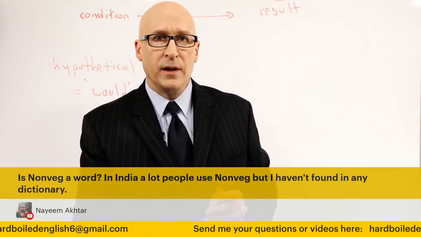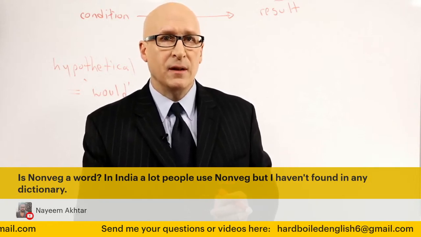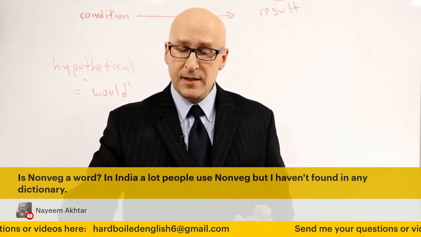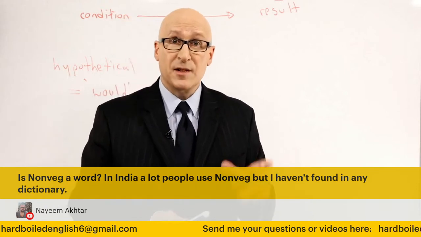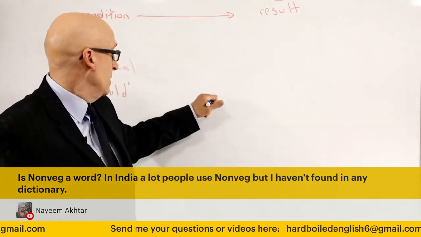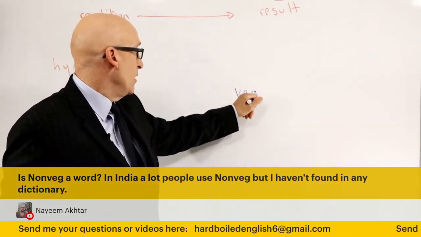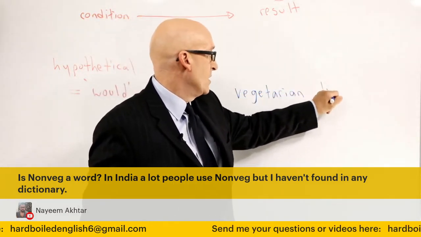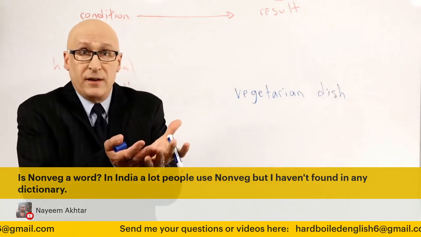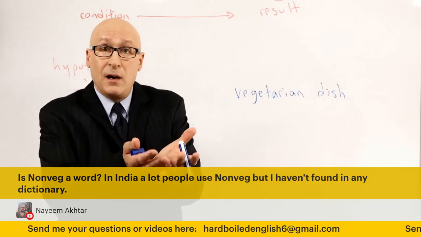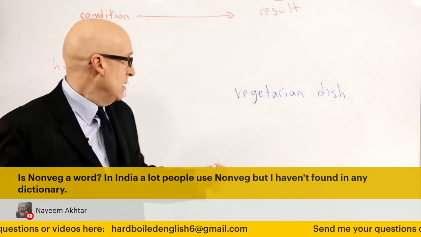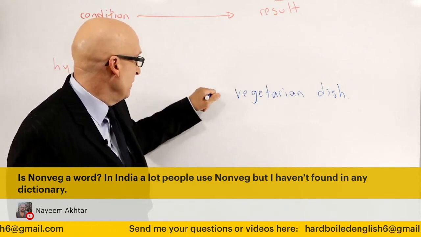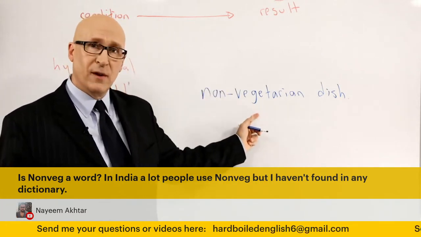Is non-veg a word? In India, a lot of people use non-veg, but I haven't found it. What does it mean, I wonder? Can you give me a sentence example? Because the prefix non, like you could say this, vegetarian food or vegetarian dish. So this is a vegetarian dish, right? Let's say lentil dal. That's vegetarian. But let's say beef curry is non-vegetarian. But that's how you should phrase it.